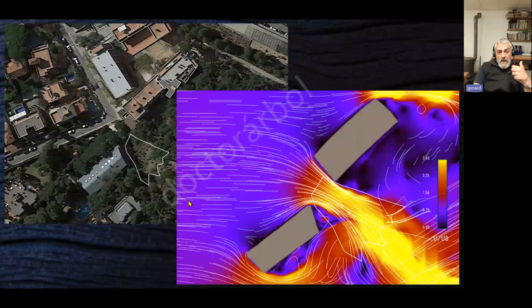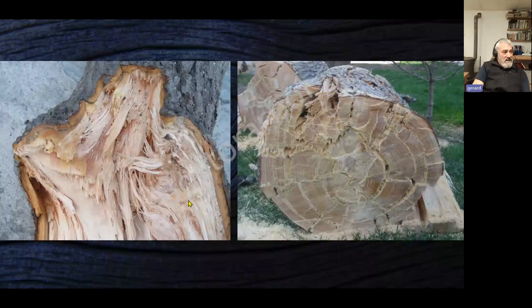When we look at the trees that fell down, we can see that there are no real defects inside.